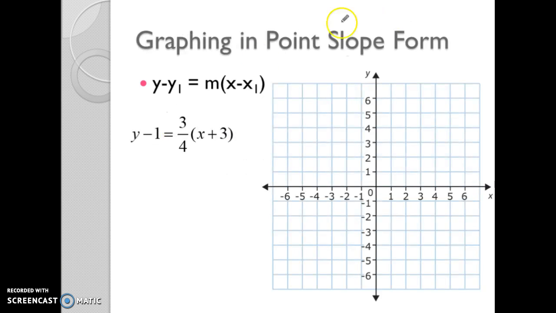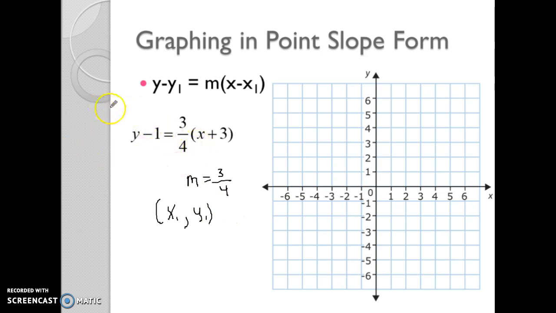So an example, with this one specifically, I need to graph this line. So I can see that the slope is 3/4. So I know for sure that that is the slope. However, I can see coordinates on this line. I know I need the coordinate x1 and y1.